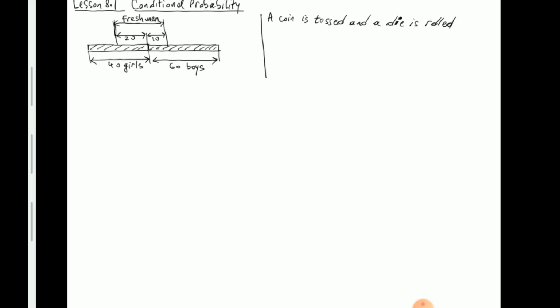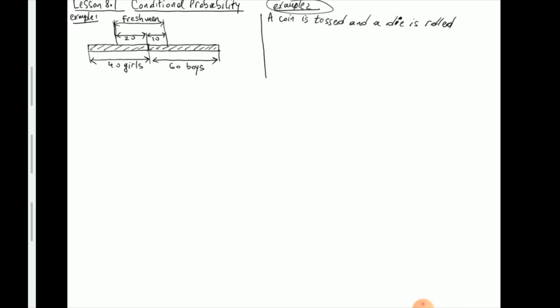So think of this as two examples side by side. This is example one of a situation, and this is example two. I'm going to actually start with example two, because that's going to be the easier one to understand in terms of what the answer is. So the experiment in the second example says that a coin is tossed and a die is rolled.